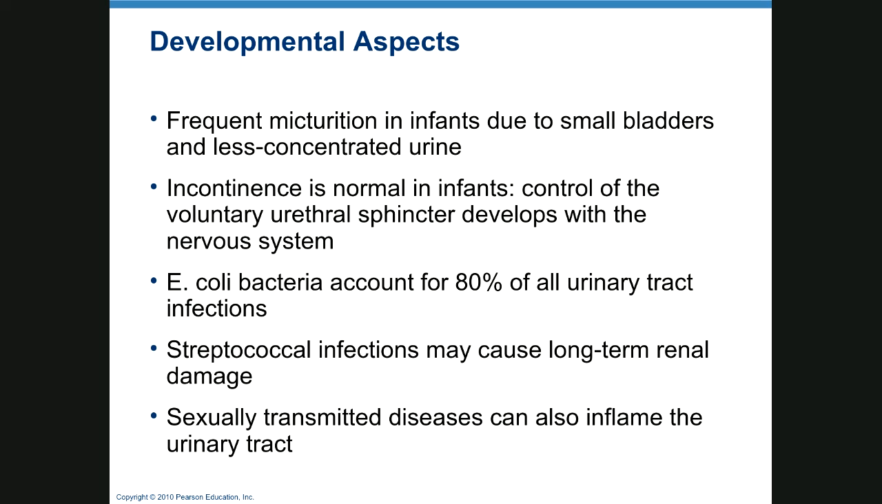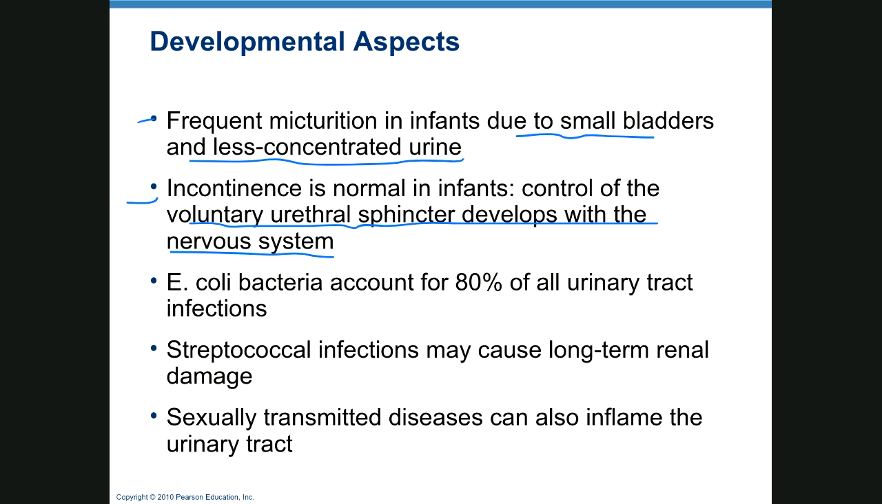Okay, developmental aspects: frequent micturition or urination in infants due to small bladders, and they can't concentrate their urine as much. They live on liquid diets. Incontinence is normal in infants. They pee all over you and in diapers. The control of the voluntary urethral sphincter develops with the nervous system.